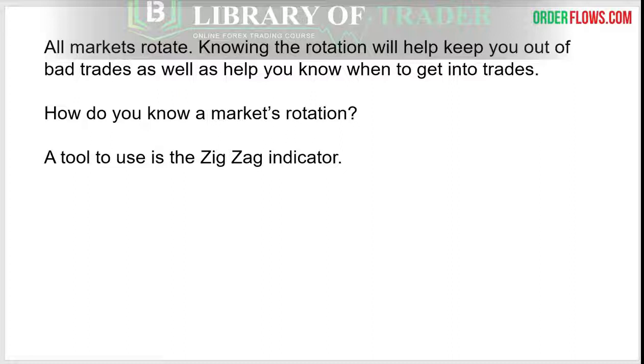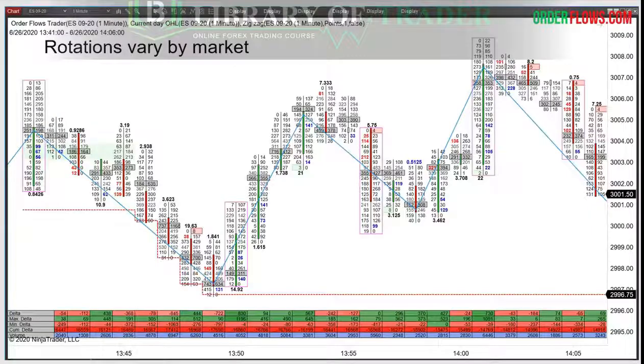One of the easiest ways to know when a market is rotating is using the zigzag indicator. Pretty much every trading software out there has it. You just got to look for it in your indicators, and it helps a lot of people understand market rotations. After a while, you won't need to be using the zigzag indicator, but this is what it looks like on a footprint chart, right? It has these lines going up and down. It's not necessarily swing highs, swing lows, but it's showing the market rotation, right? You see the market goes up, comes off a little bit, goes back up, comes off a bit.